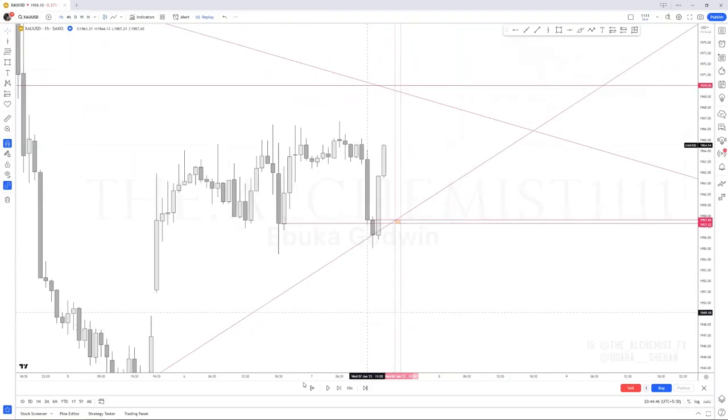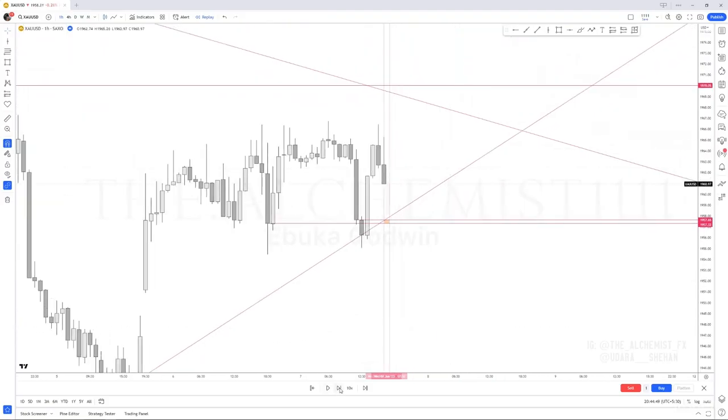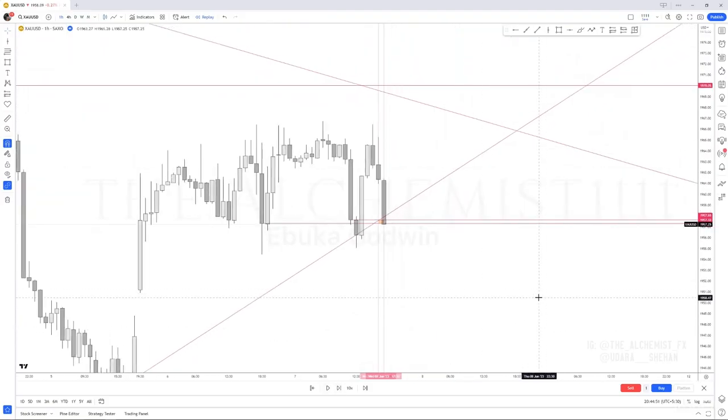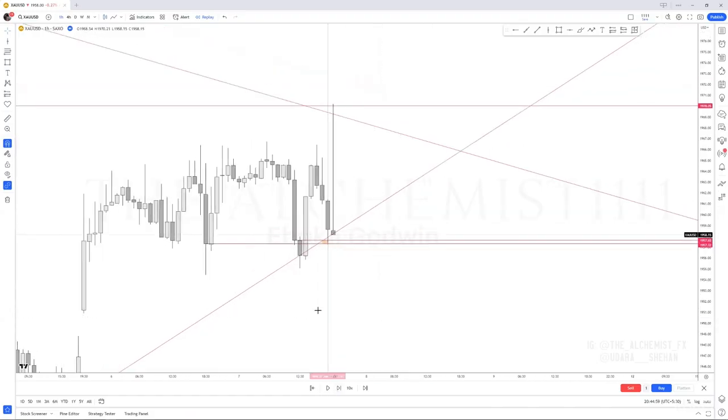And then did you see the reaction? Look how good this is. Right at 6:30 p.m. See that? Right at 6:30 p.m. we got into the zone. Okay, trend line overlaps, key levels, perfect. And then what happened? Boom, right away.